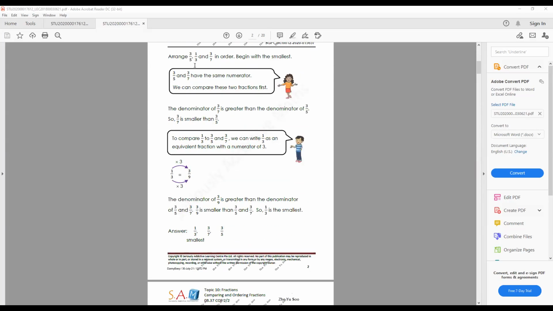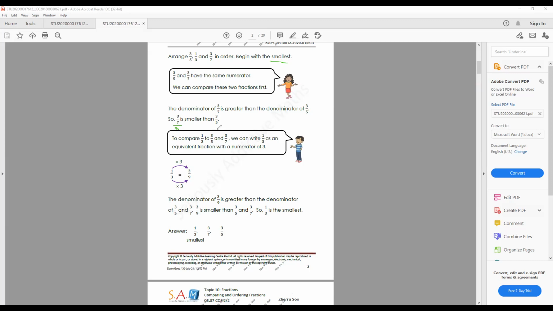Okay, now we arrange 3 out of 5, 1/3, and 3/7 in order. Begin with the smallest. Okay, now what can we do here? First of all, we know that 3 out of 5 and 3 out of 7 have the same numerator. So we can compare these two fractions first. Do you remember how to compare them? This is between the smallest, so we're looking for the smaller one. Which is smaller, 3 out of 5 or 3 out of 7? That's right, 3 out of 7 is smaller than 3 out of 5.